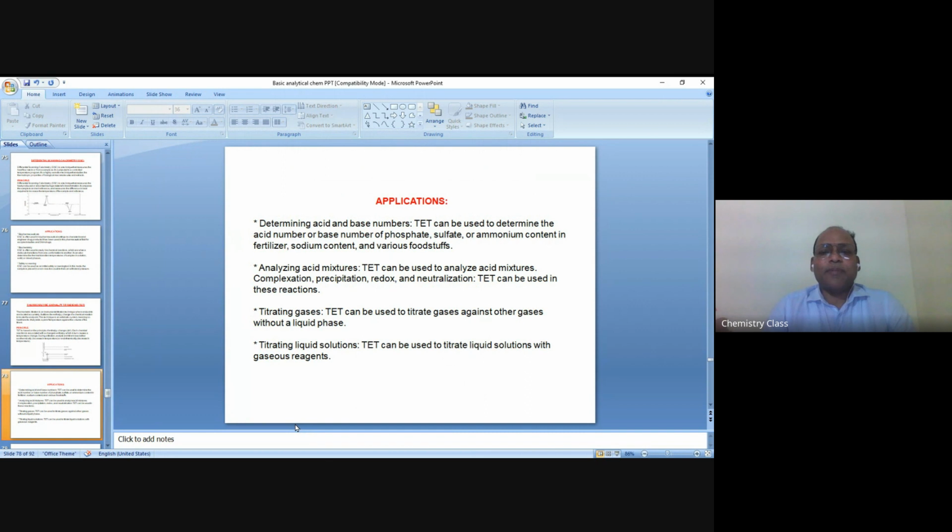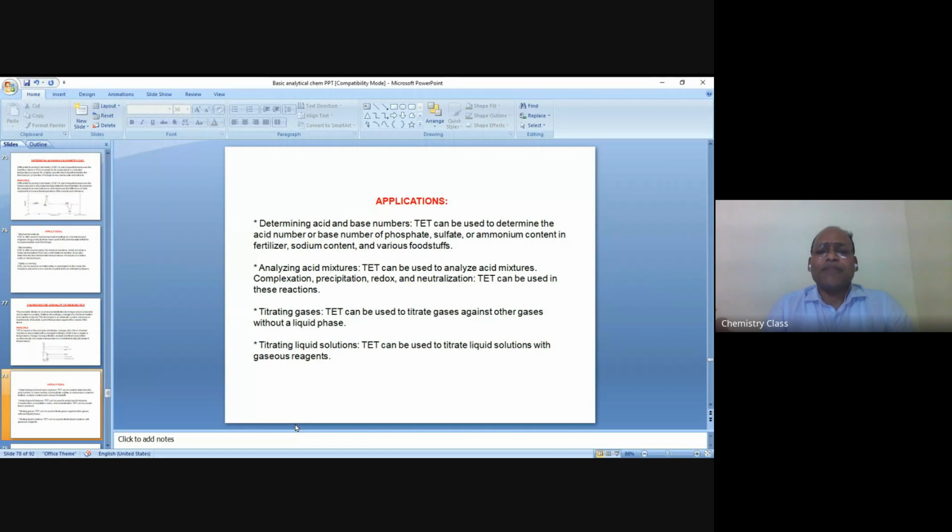So acid and base number, whether it's monobasic, dibasic, or tribasic, we can calculate on the basis of that. TET can be used to determine the acid number and base number of phosphate, sulfate, ammonium content in fertilizer content, the sodium content, and various others. See, this is very specific, that phosphate in acidic or sulfate in acidic or ammonium content like this. So you have to specify these things. You have to use it in a specific direction.